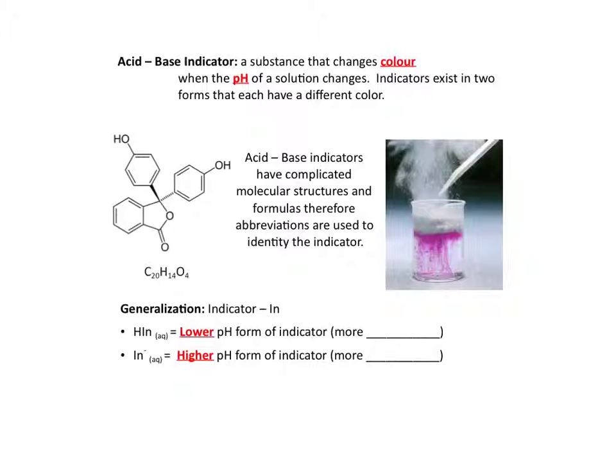Acid-base indicators have really complicated molecular structures and formulas. Therefore, we use abbreviations to identify each of the indicators. So typically, what we're looking at is HIn will be the lower pH form of the indicator. Note that it has an H, meaning it's kind of acidic, and low pHs mean they're acidic. Therefore, this is more acidic.